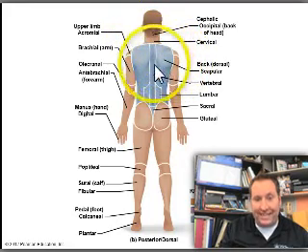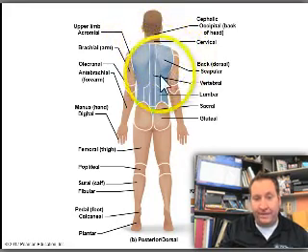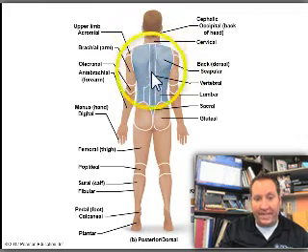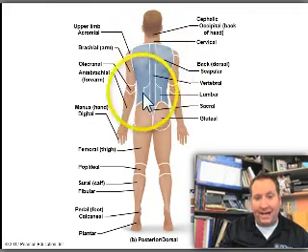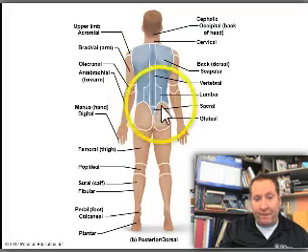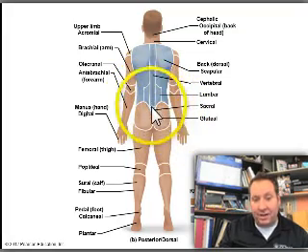Where my shoulder blade is, we call that the scapular region. The middle of the back is called the vertebral region. My lower back is called my lumbar region. My buttocks are called my gluteal region. My lower back beneath my lumbar region is called my sacral region as well.